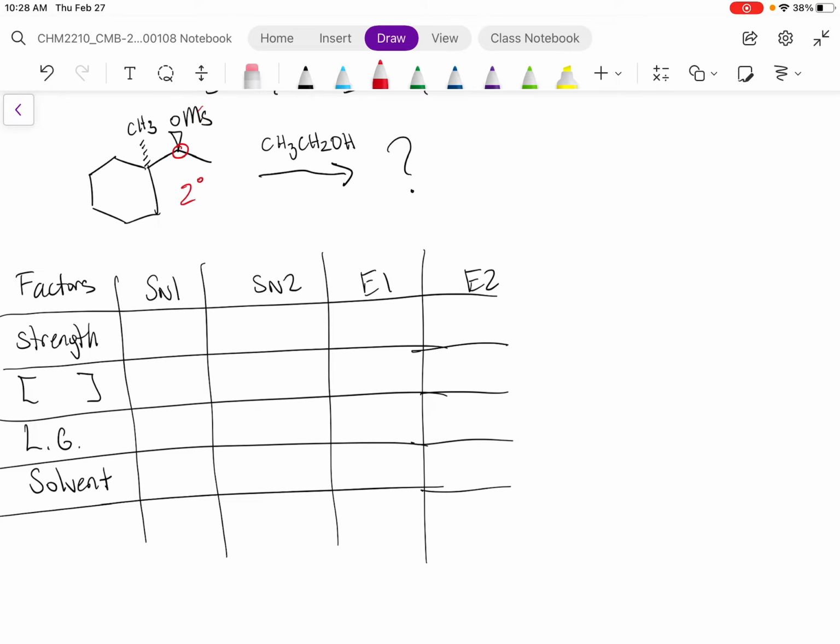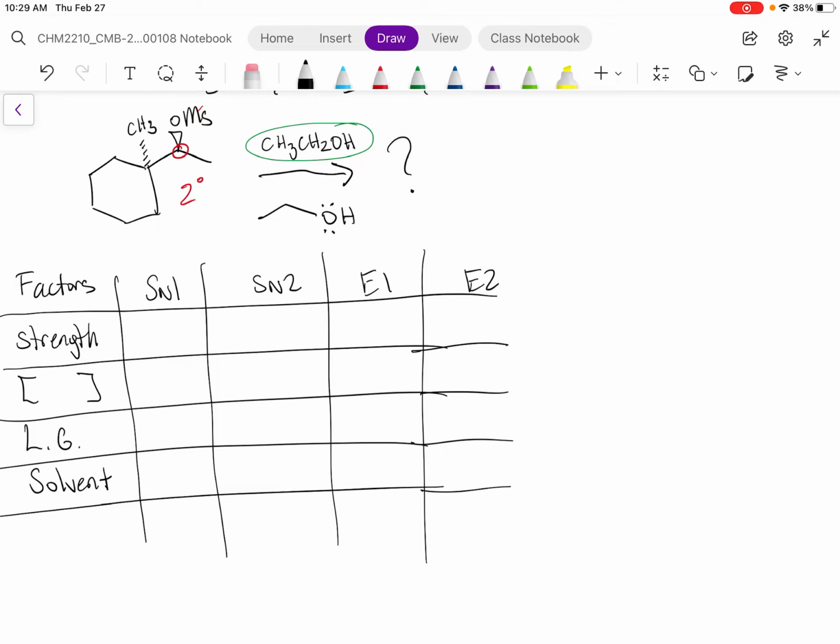So the first thing that we do is look at the strength of the attacking species. And there's the attacking species. This would be our substrate. And that attacking species, if we draw it like this, that's another representation of it. That's just ethanol. And ethanol has two lone pairs on that oxygen atom.